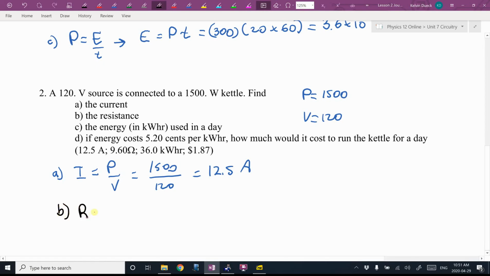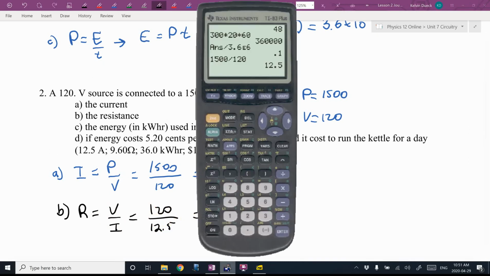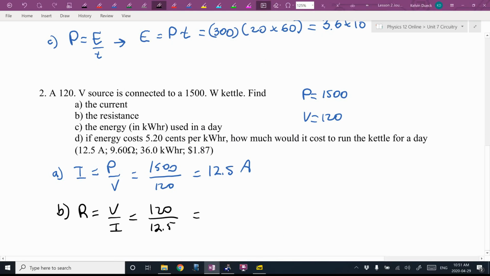The resistance, R equals V over I. It's going to be 120 divided by 12.5. 9.6 ohms.